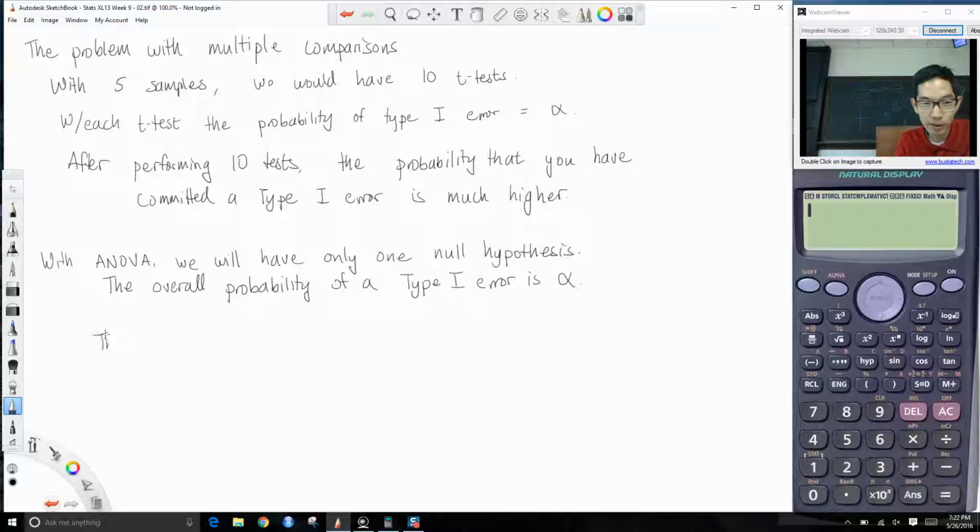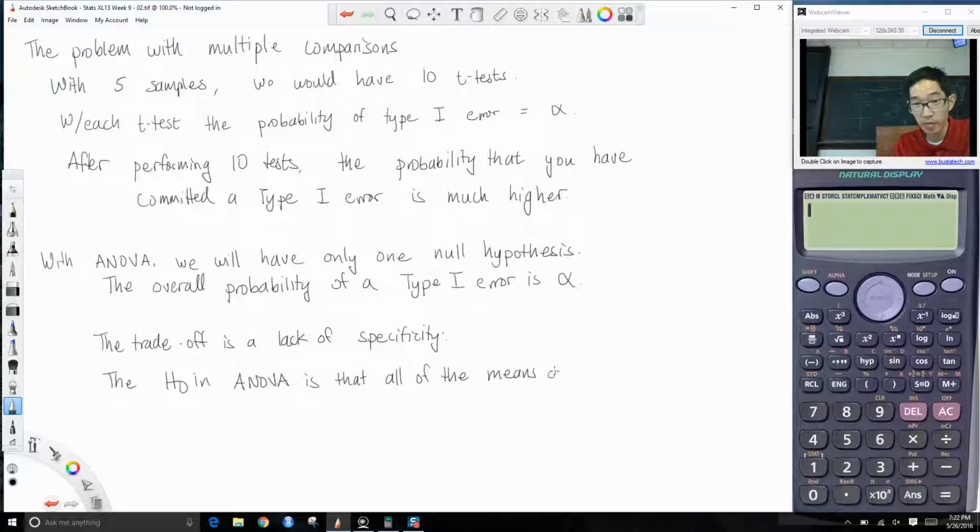So that's the trade-off. The null hypothesis in ANOVA and then the alternative: ANOVA cannot tell you which mean is the mean that is different.